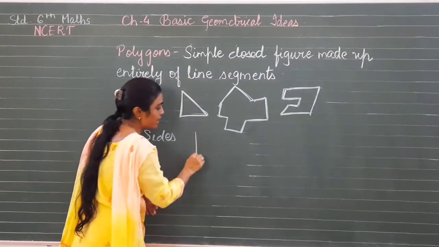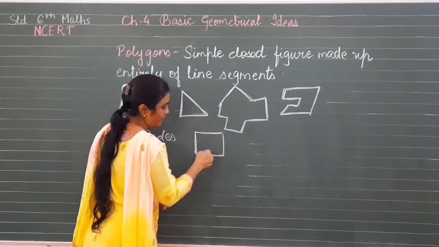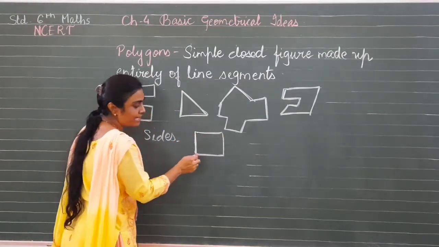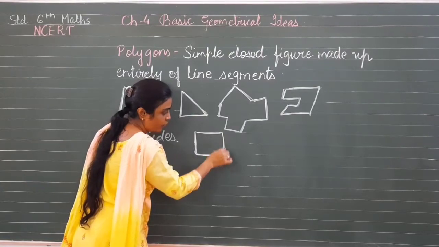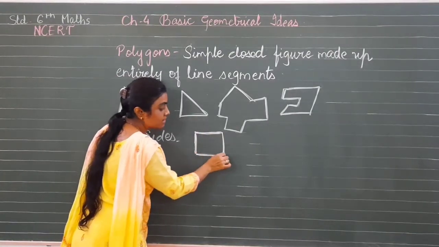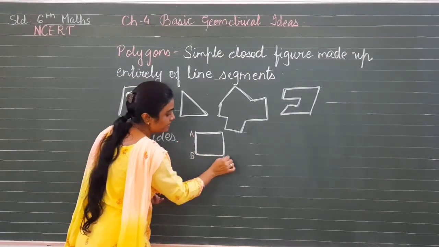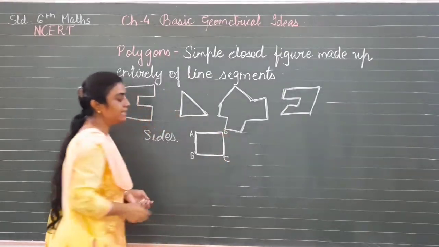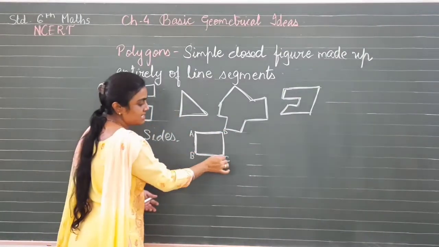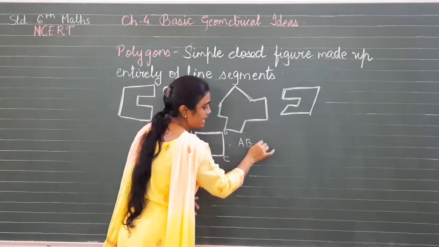Now suppose I am drawing a square over here. Now what are the sides? The line segments, or we can say the boundary of which a figure is made. These are called the sides. We can name it as A, B, C and D. So these are called the sides. AB, BC, CD and DA. These are the sides.